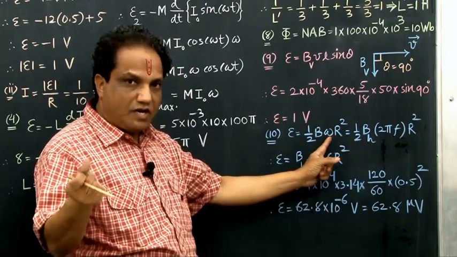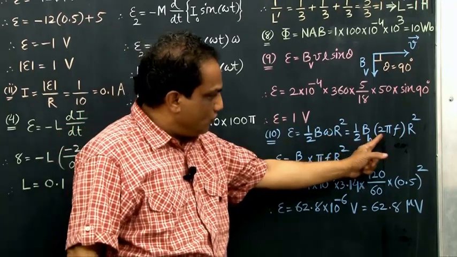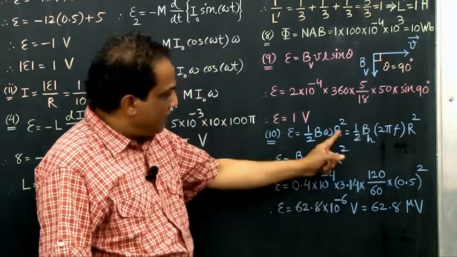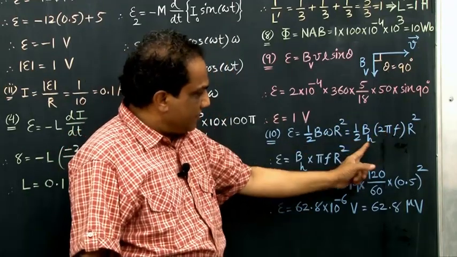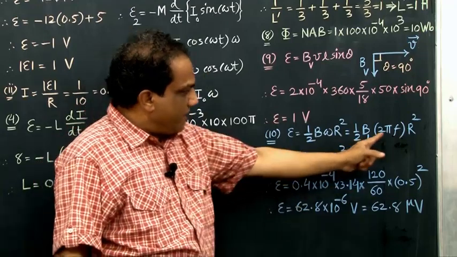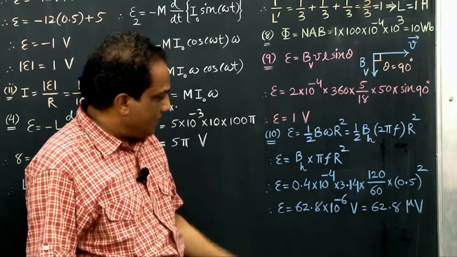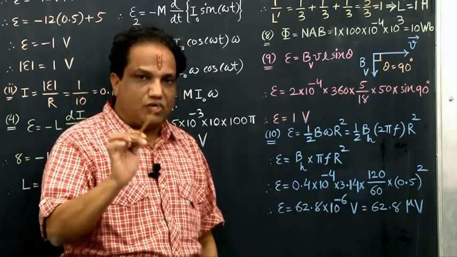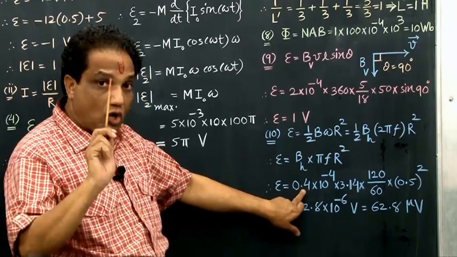What about the omega formula? Omega equals 2 pi F. Fine, into R squared. Now these 2 will cancel. This BH as it is, pi as it is, F as it is, into R squared. What about BH? The horizontal component of Earth's magnetic field, they have given 0.4 Gauss.